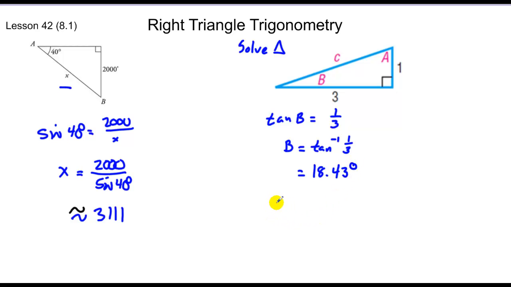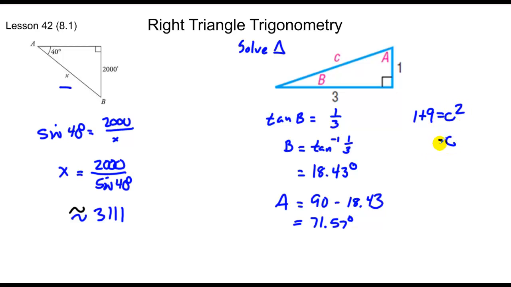If I want to find angle A, I just take 90 minus 18.43, and that's going to give us 71.57 degrees. So now I have A and B, and I'm looking to find side C. I could just use Pythagorean theorem because it's a right triangle. So that's 1 plus 9 is equal to C squared. C is equal to root 10. It's that easy.